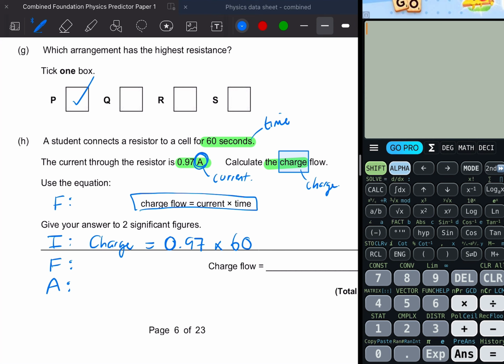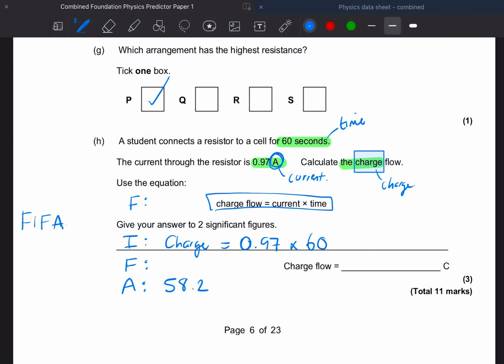So let's have a look. 0.97, we're going to multiply that by 60. That gives us 58.2. So 58.2. I always like to write my answer down there because I like to check it again. 0.97 times 60, 58.2. So I've checked it twice. Pretty confident at that point. 58.2. And we're given the unit here, so we don't need to write that down. Okay, that is the end of question 2.